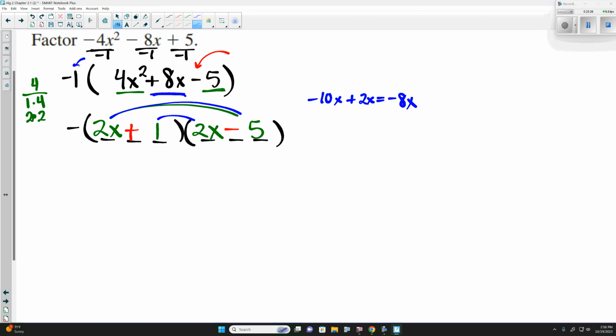Because since we took the negative out, we're not looking back at this one. We're looking back at this one here. So we need to flip the signs. We have plus, minus, which when we checked it now would be that's 10x, minus 2x, which is 8x.